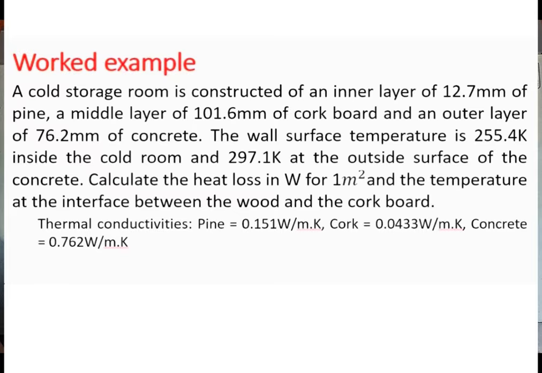Calculate the heat loss in watts for 1 meter squared and the temperature at the interface between the wood and the cork board. The thermal conductivities are given: pine 0.151 watt per meter Kelvin, cork 0.0433 watt per meter Kelvin, and concrete 0.762 watt per meter Kelvin. So we are given all these parameters and we are to use them to calculate the heat loss in watts. We are just to find Q.